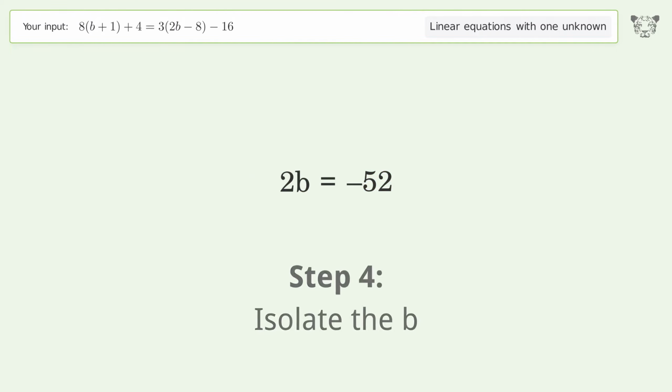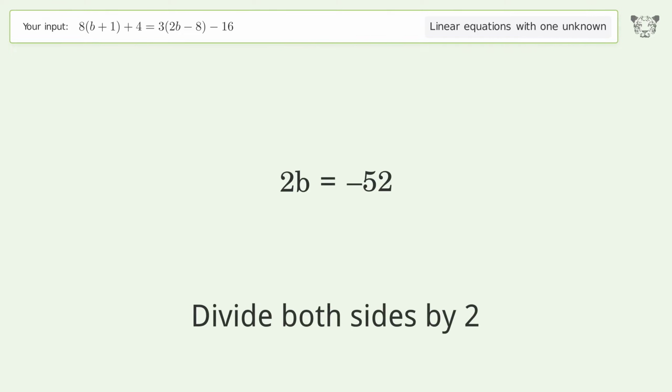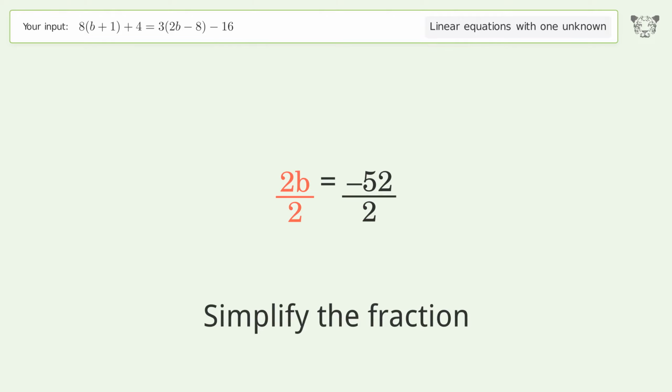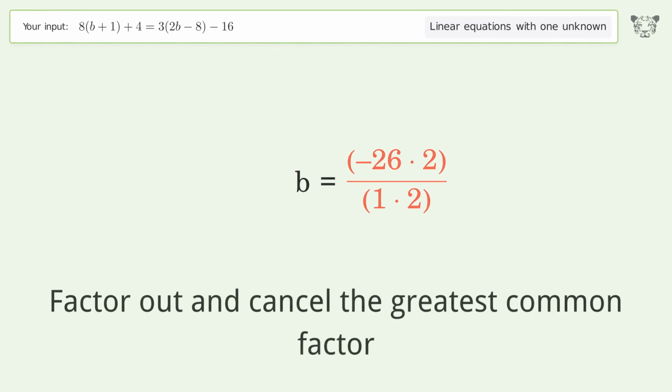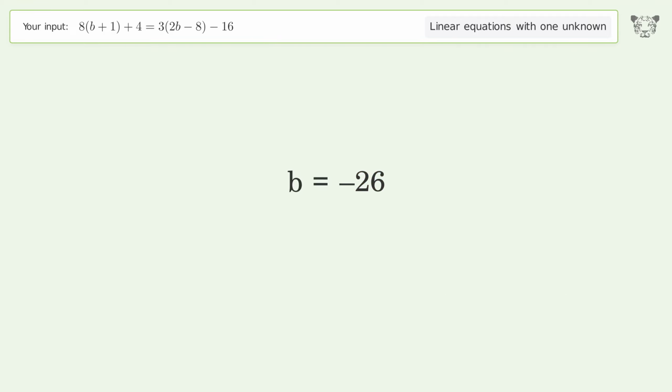Isolate the b. Divide both sides by 2. Simplify the fraction. Find the greatest common factor of the numerator and denominator. Factor out and cancel the greatest common factor. And so the final result is b equals -26.